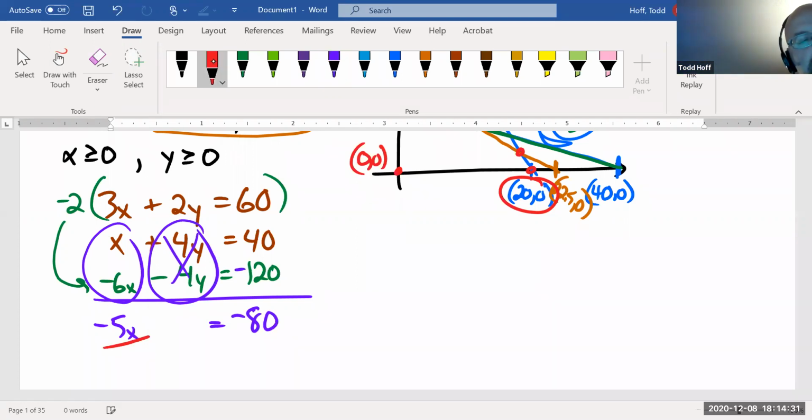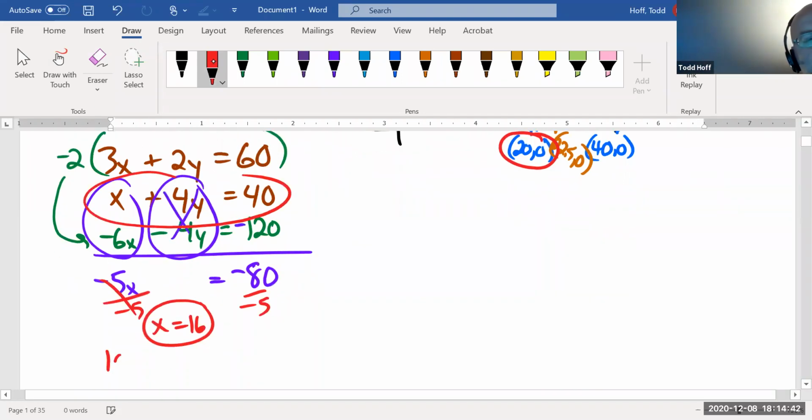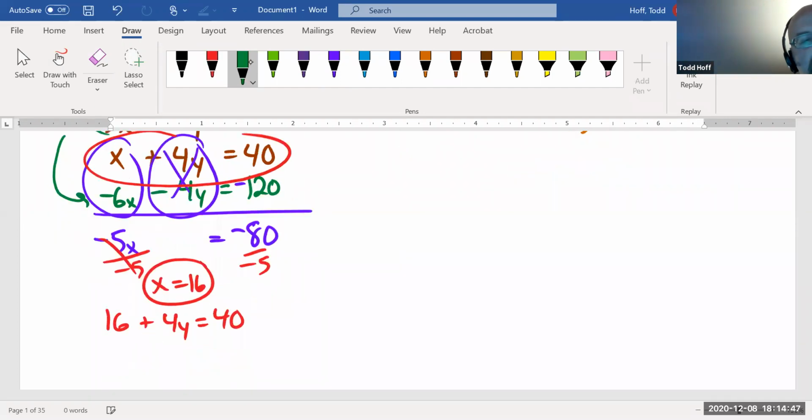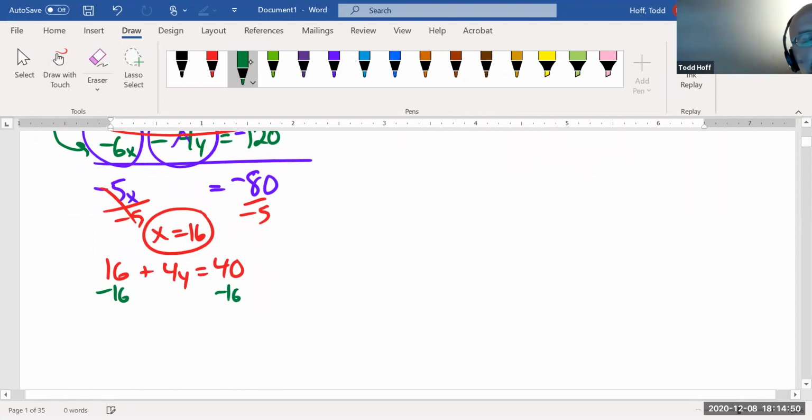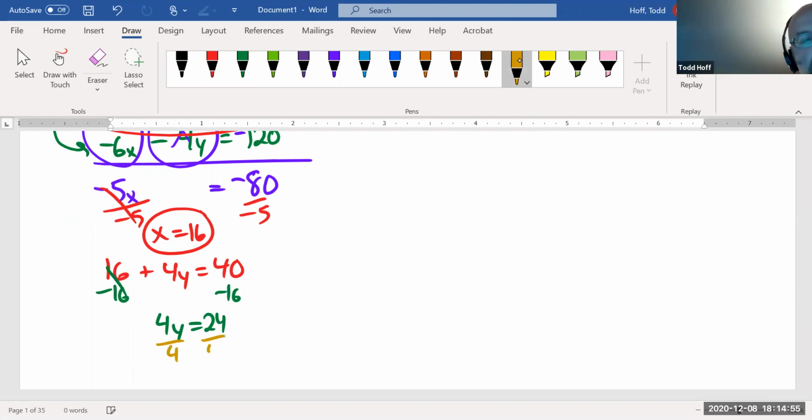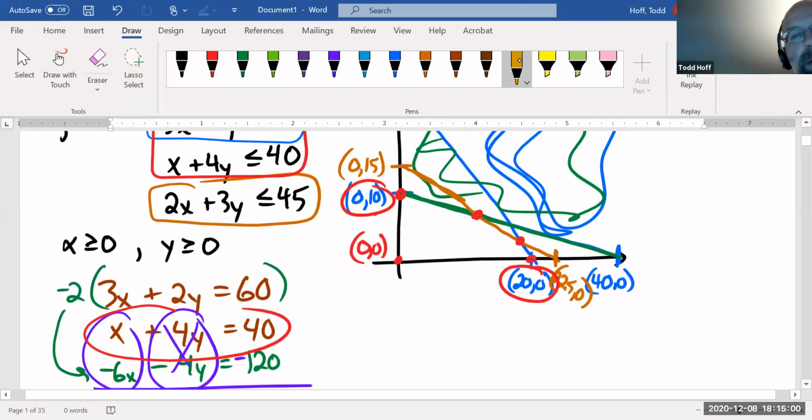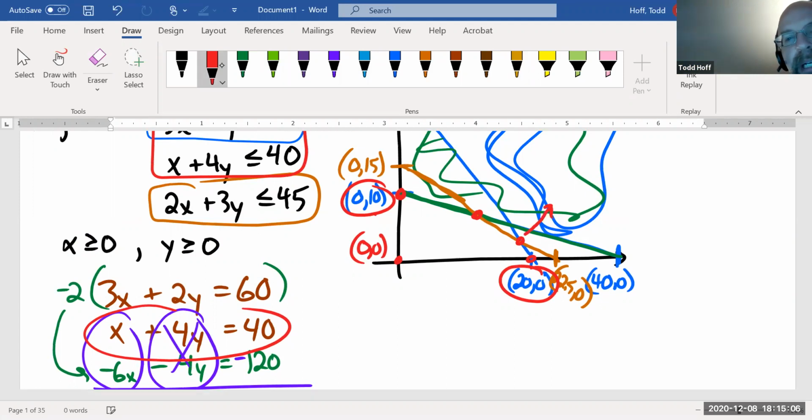And we divide by negative 5, I should say. x equals 16. Well, if x is 16, I need to find y. So I'll use this equation here, put in x. 16 plus 4y equals 40. I'll subtract 16. 4y equals 24, and divide by 4. y equals 6. So that corner right here, this one is at 16, comma 6.